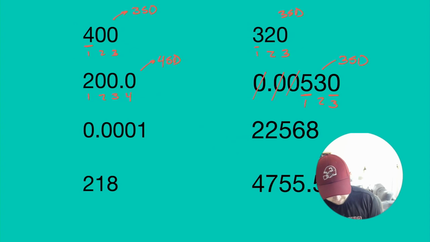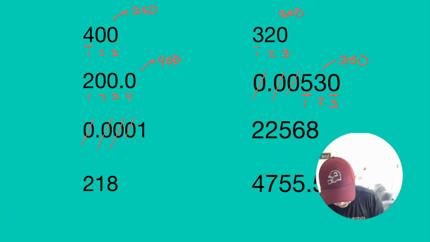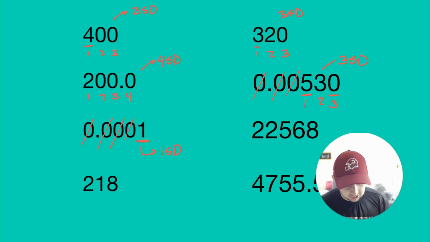Okay, next one. All right, so 1, 2, 3. We don't include any of those because they're all leading zeros. We just have this guy here, which means this guy has 1 significant digit. You're starting to get the picture, right? Let's go to this guy here. Take a guess on this one. All right, so we've got 1, 2, 3, 4, 5. This is 5 significant digits.